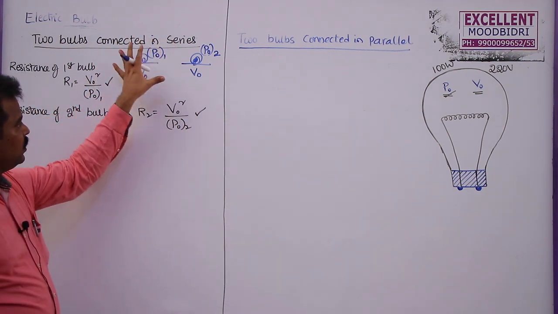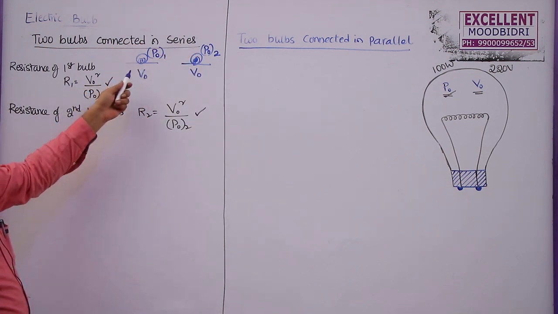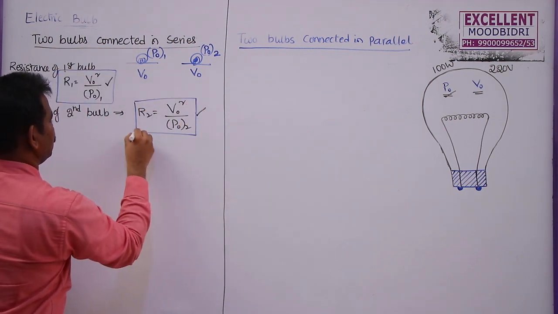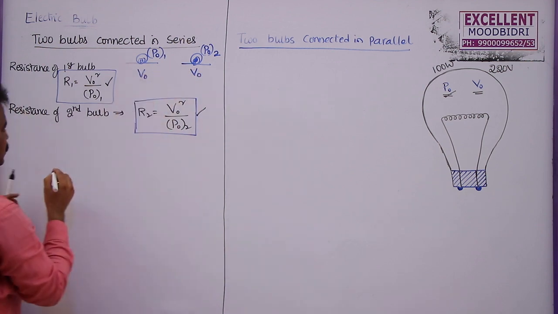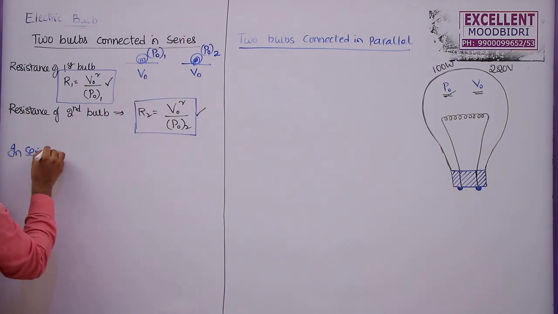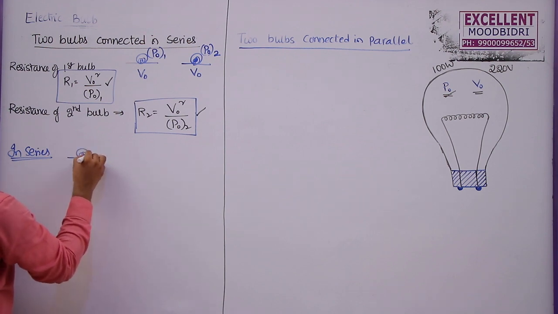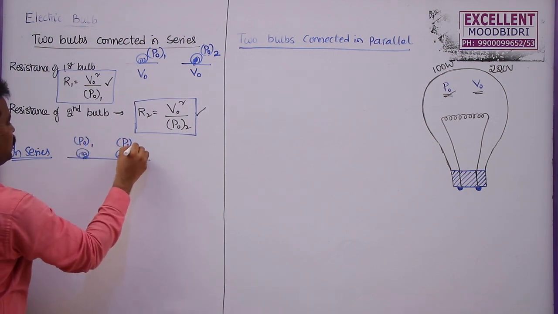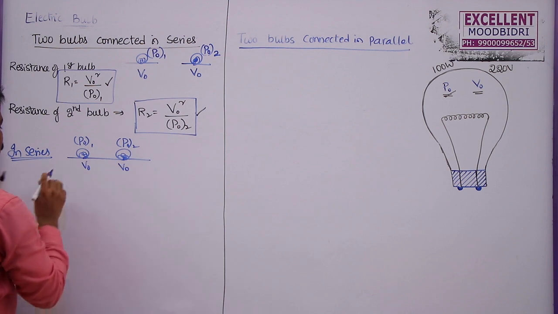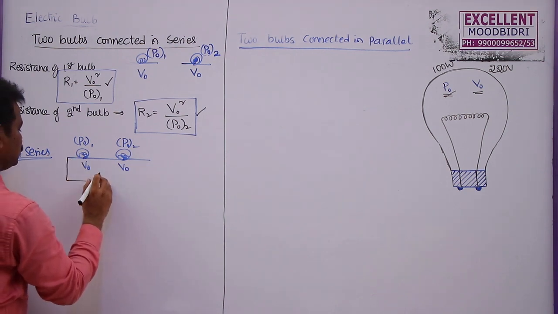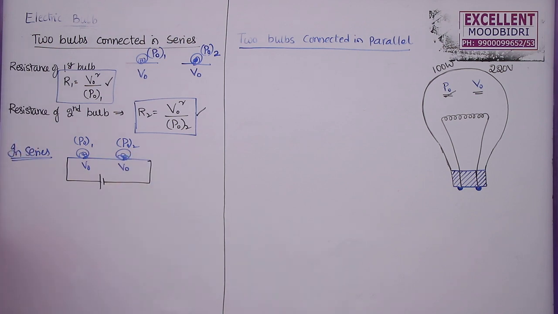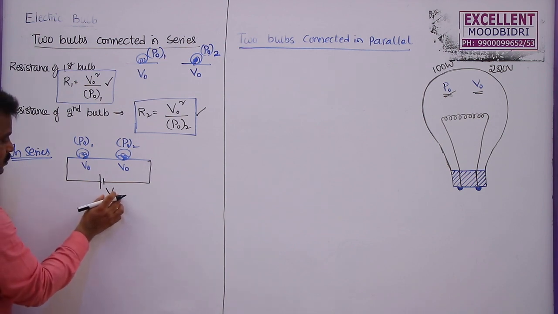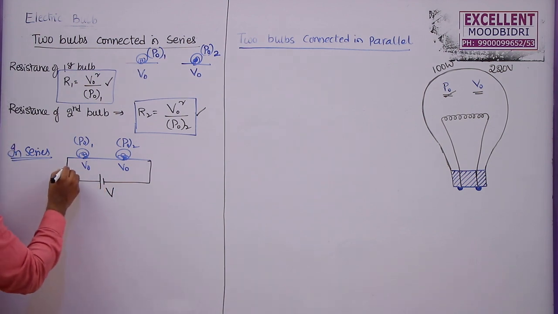Initially, when they are separated, this is the resistance of the first bulb and this is the resistance of the second bulb. So these are the individual resistors before connecting in series. Now let me join these two in series. This is the first bulb and this is the second bulb. So this is P01, this is P02, this is V0 and V0, and both are connected in series like this. Now, what is the total potential of this battery or EMF source? This is V. Now, what is the current through this, I?